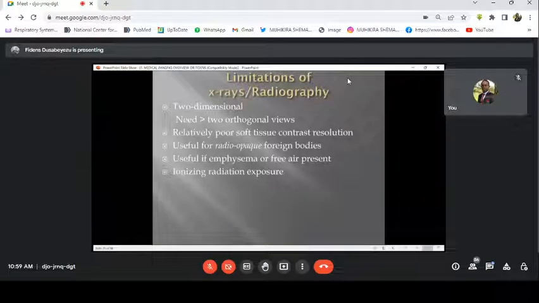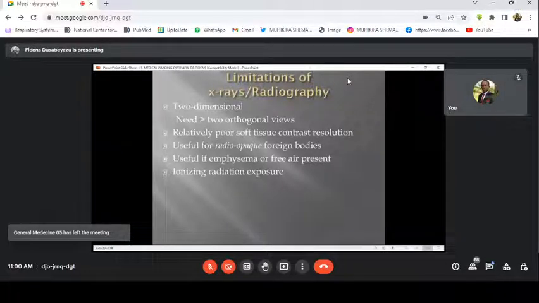The first limitation is that all the images are 2D, two dimensional. Suppose that I have a coin on my chest, and I take an X-ray of the chest. You cannot know whether that coin is inside the lungs, behind, or outside the body. You can't, unless you do another third dimension image.